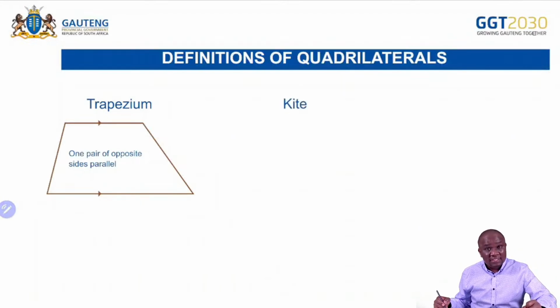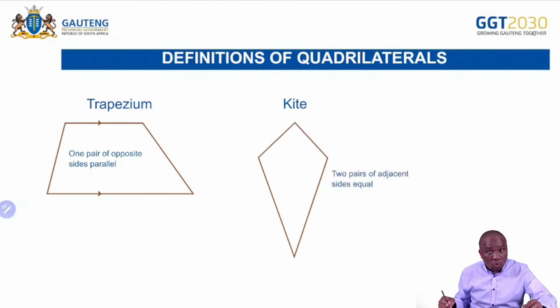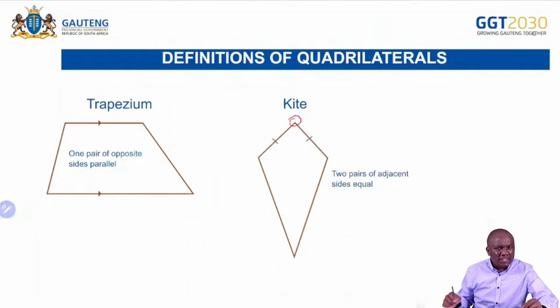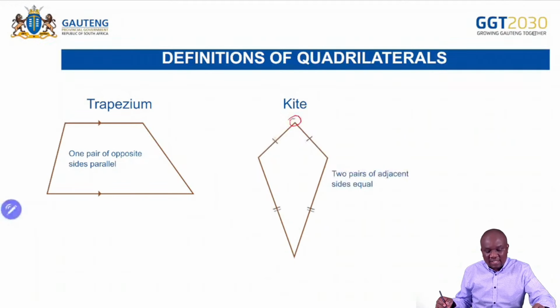And then kite, you know the shape of the kite, okay? The kite has two pairs of adjacent sides equal, not parallel, adjacent sides. Like this side and this side, these two sides, they are adjacent. They are sharing a vertex there. See that? They are next to each other. Adjacent means next to each other. They are equal. And then this side and this side also are equal. So you have two pairs of adjacent sides equal.